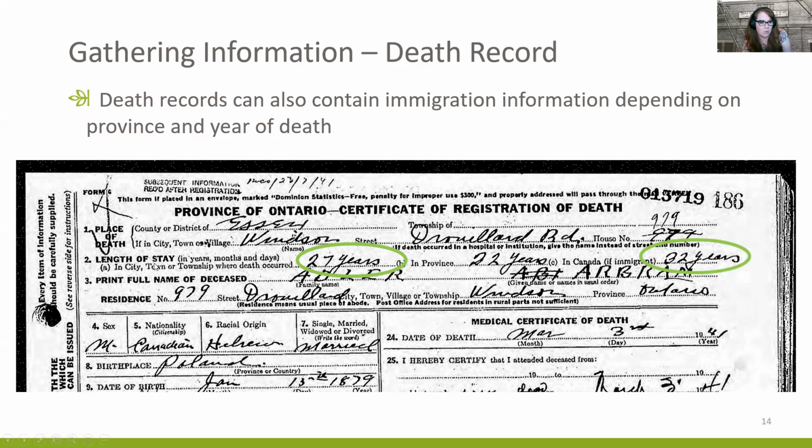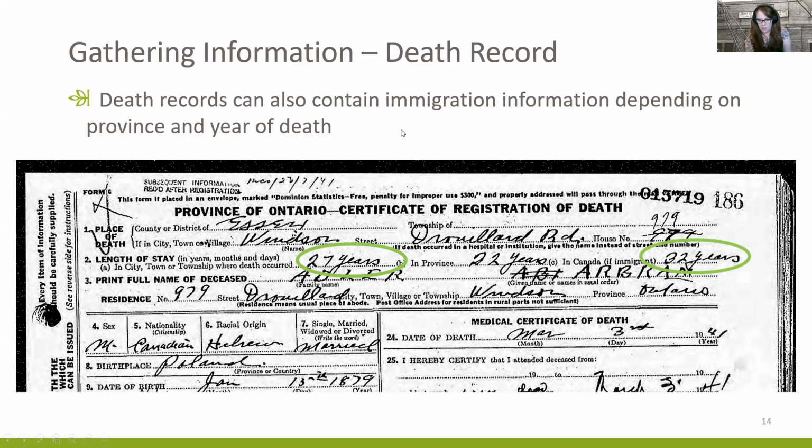Also nice on here, we see in Abraham's example that he died in Windsor, but he had been in Windsor for 27 years. So there was five years that he lived somewhere else. And so that could be a good clue to locate other documents as well.